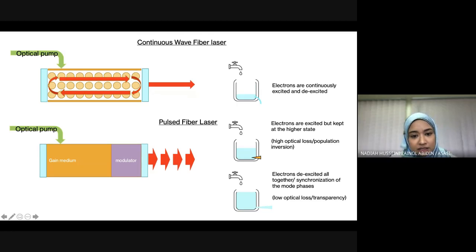So the modulator does this, it switches on and off and on and off. When it is switched off, it holds the water. When it is switched on, it lets the water pass through. It lets the light pass through, okay?